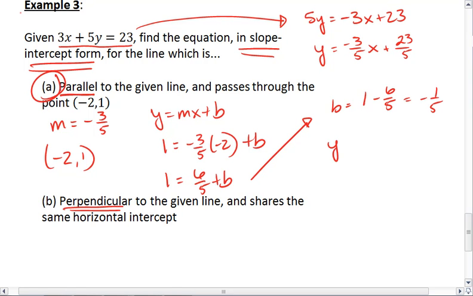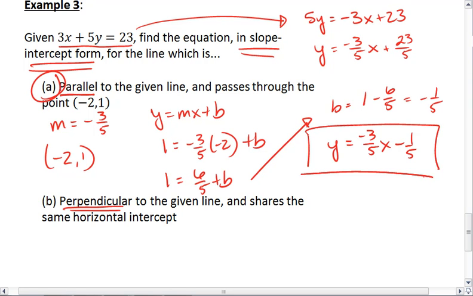Okay, we got cut off, but we left off realizing that b equals 1 minus 6/5, which is equal to negative 1/5. So the final form of our equation is y equals negative 3/5 x minus 1/5. That is our line parallel to the given line and going through the point negative 2, 1.